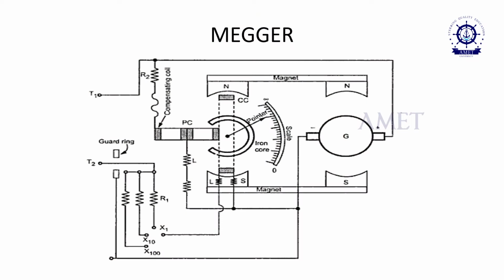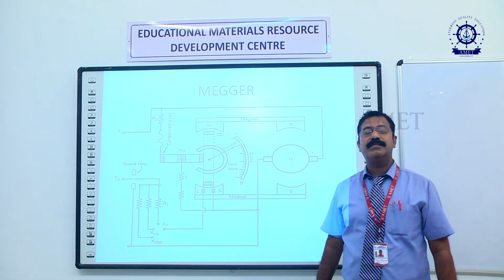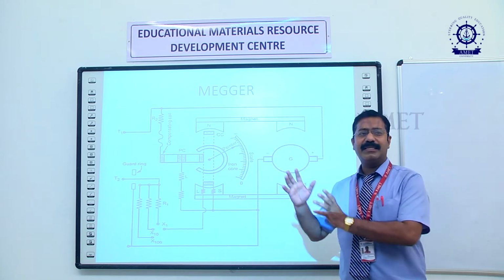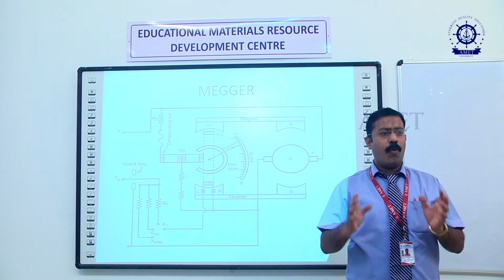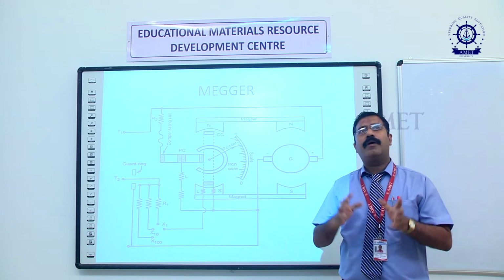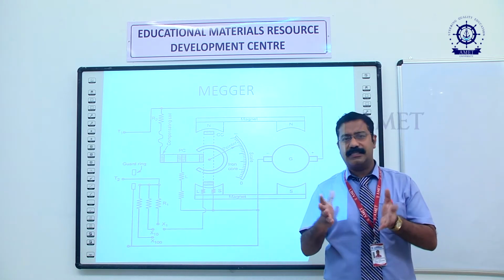We are going to explain what is Megger. Megger is an instrument which is used for measuring the mega ohm resistance or insulation resistance. Since it's mega ohm resistance, it is a combination of an ohm meter as well as a generator. See, ohm meter is a meter which is used for measuring the resistance.